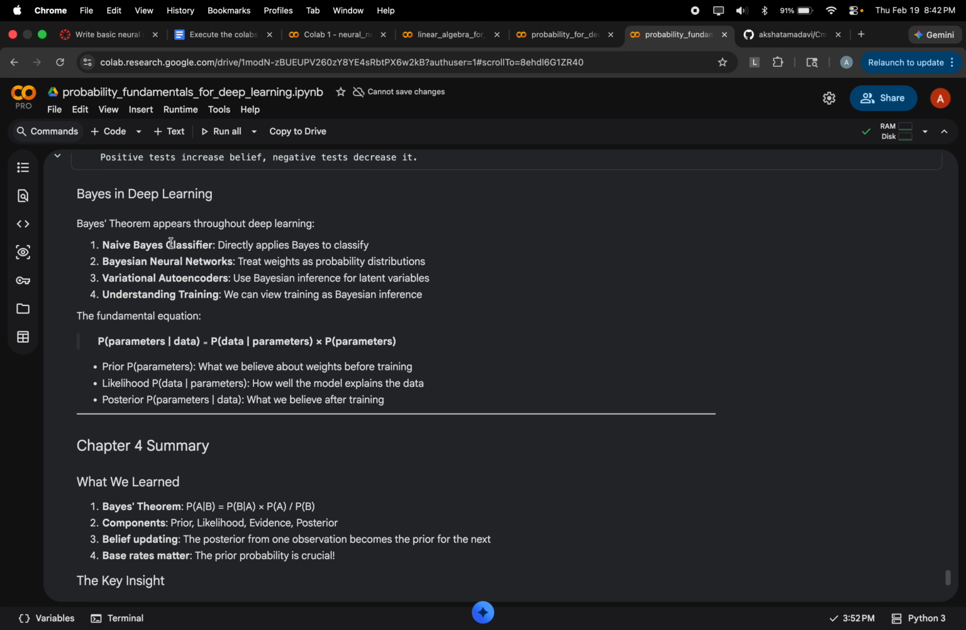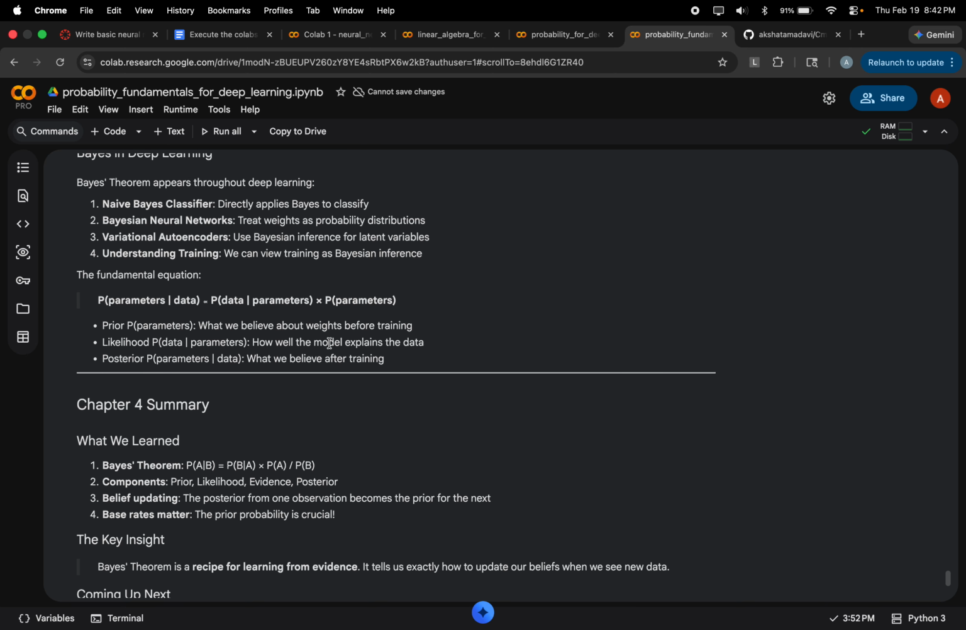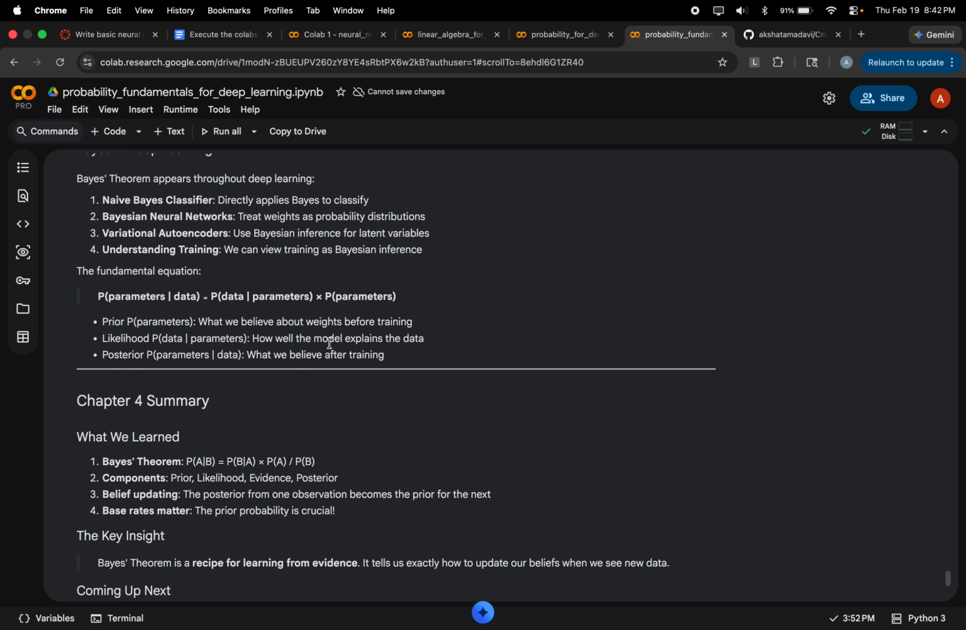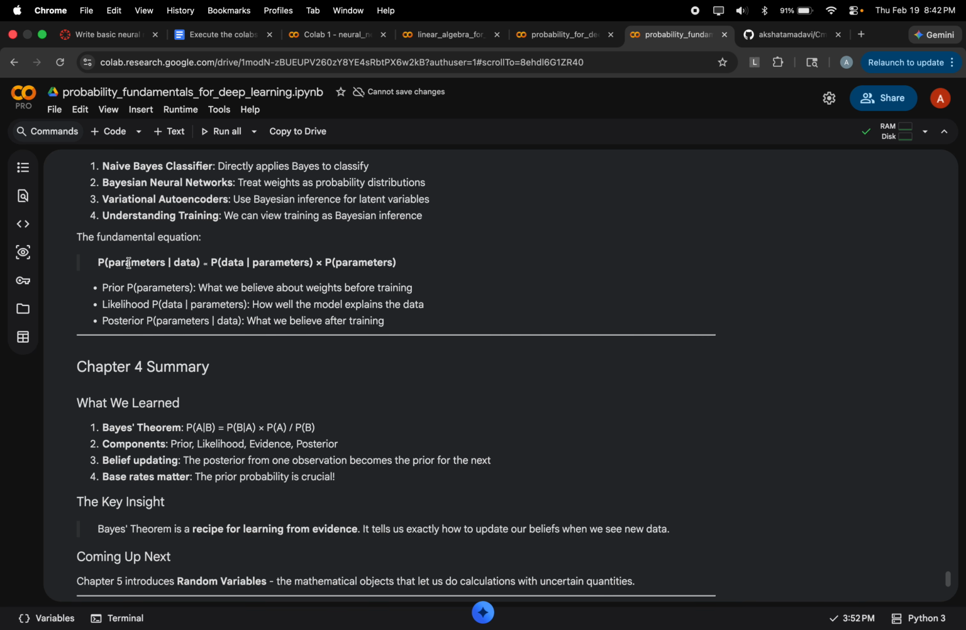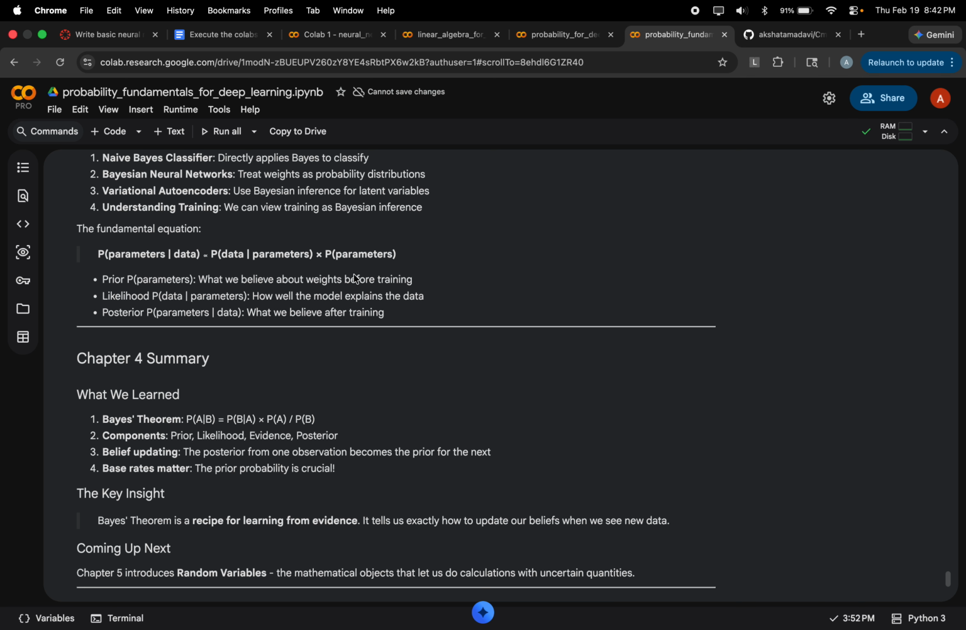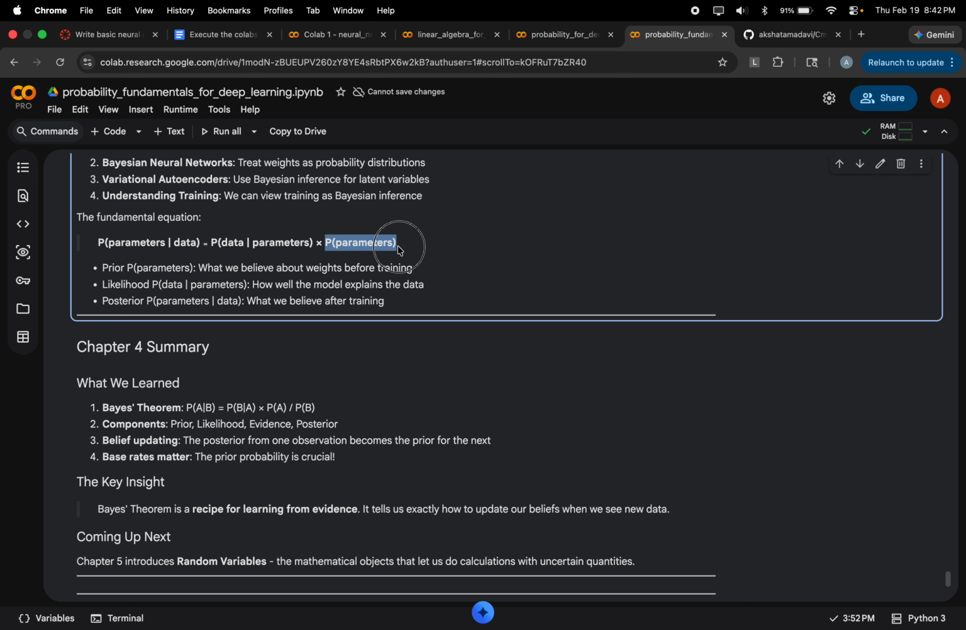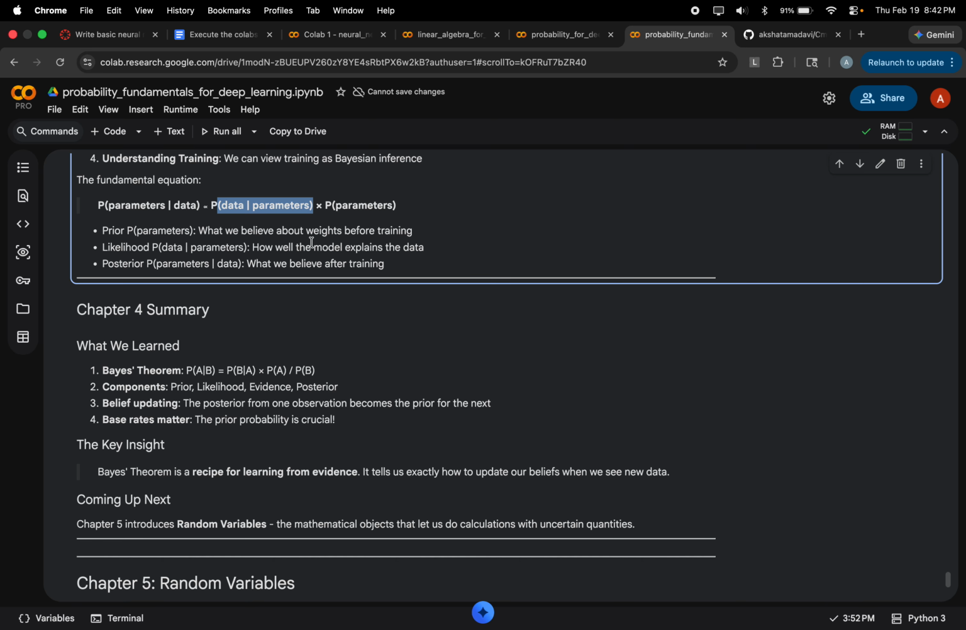Bayes' theorem applies directly in the naive Bayes classifier to classify. Bayesian neural networks treat weights as probability distributions, and variational autoencoders also use Bayesian inference for latent variables. For understanding training, we can view training as Bayesian inference: the probability of the parameters given the data is proportional to the probability of the data given the parameters, multiplied by the prior of the parameters. The prior is independent of the data, the likelihood is how well the model explains the data, and that gives you what we believe after training.